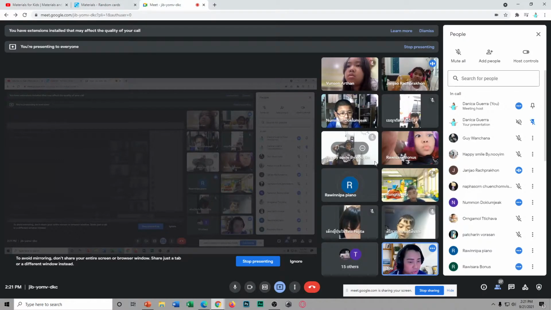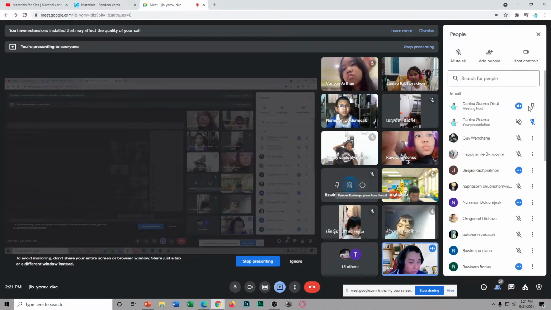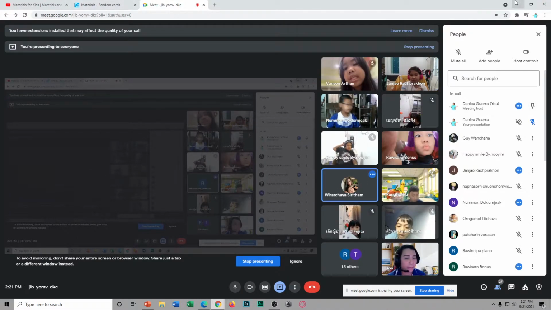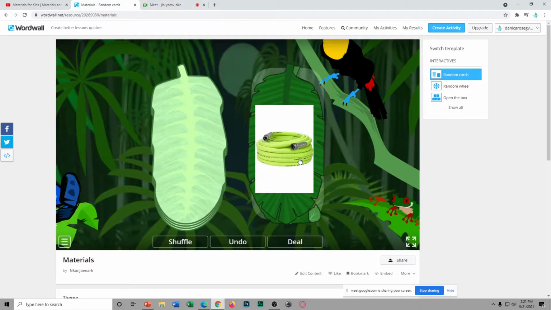Next, what are these? I don't know in English. It's called a hose, okay? Hose, a garden hose. Hose, H-O-S-E, hose. It's used for watering the plants, right? Watering the plant, yes. What material was used in making the garden hose? Rubber and plastic and metal. Yes, some are made of rubber or plastic or with metal.